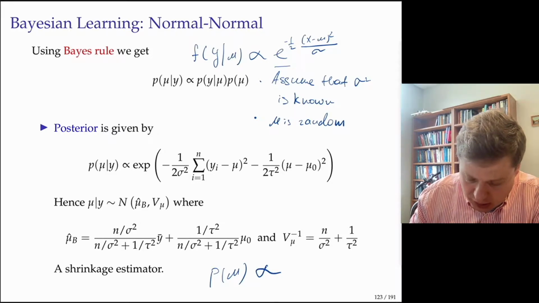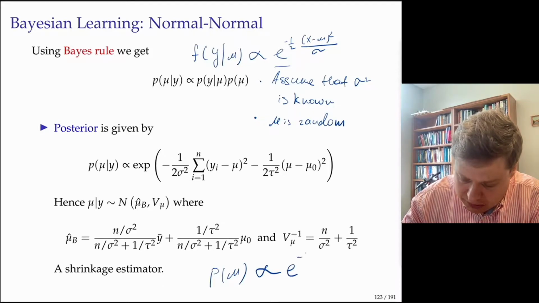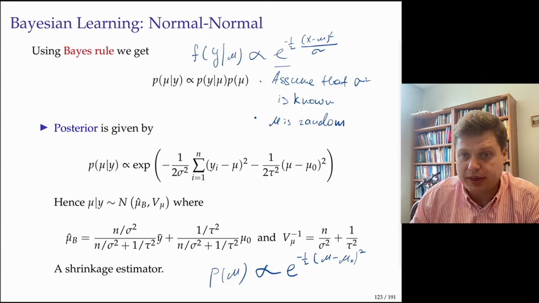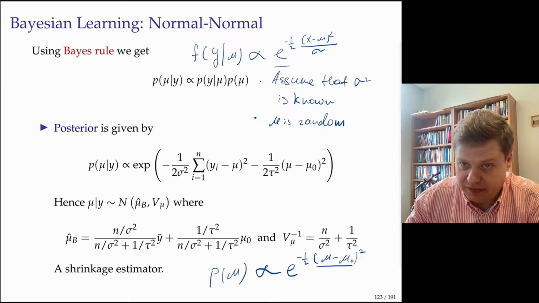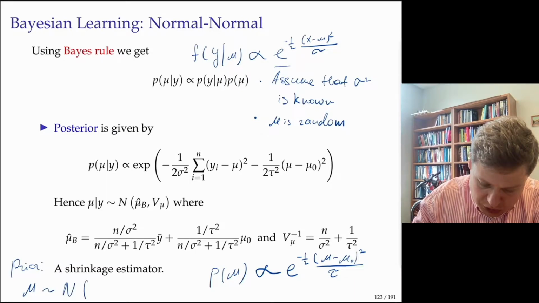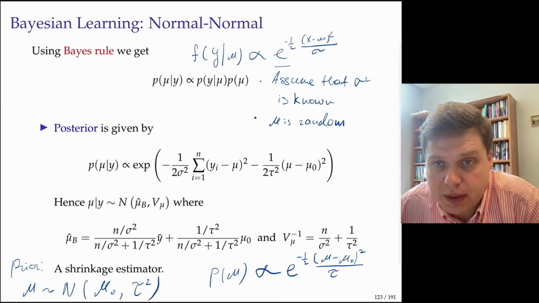So the prior is again exponent minus 1/2, and now it's going to be mu, and we're going to assume some mu 0 to be the hyperparameter. That's the mean for our prior over mu, and then we're going to have some value tau to be the variance. So in other words, the prior over mu is a normal distribution centered at mu 0 with variance tau squared.